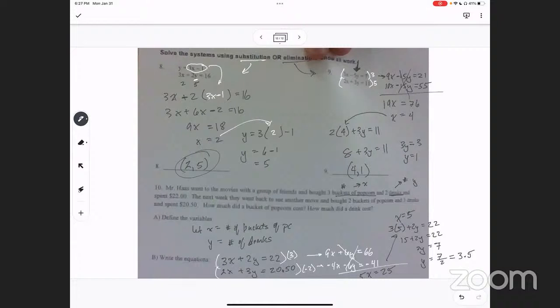$3.50. So how much does popcorn cost? $5. And how much does a drink cost? $3.50. Perfect. There you go. That's how you do that system of equations.